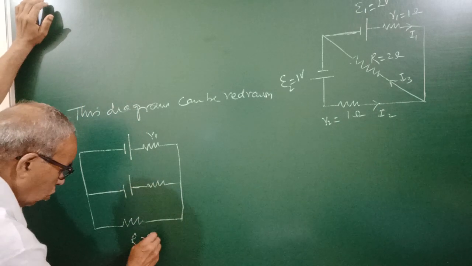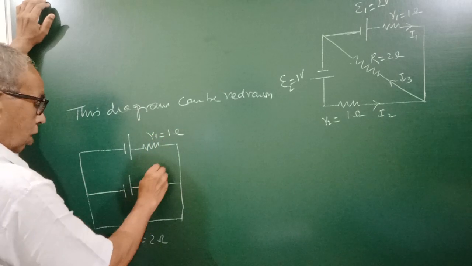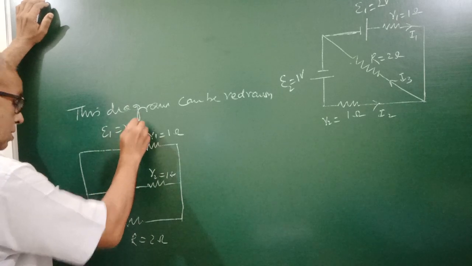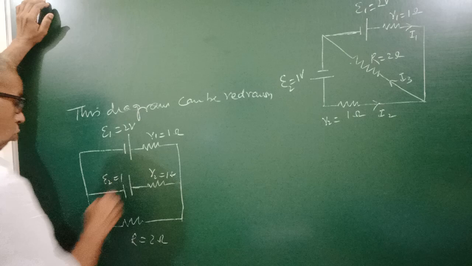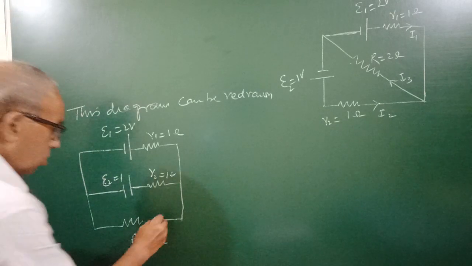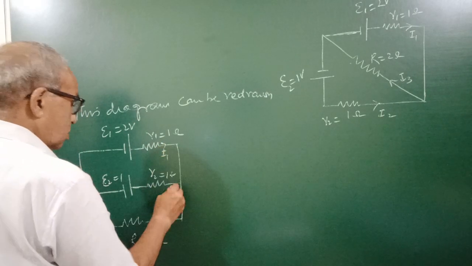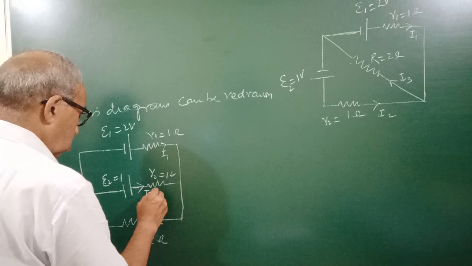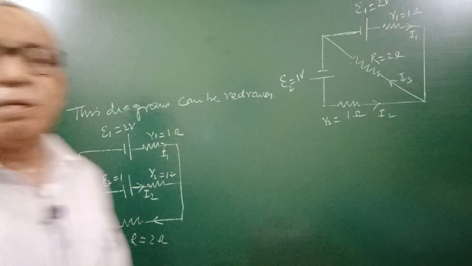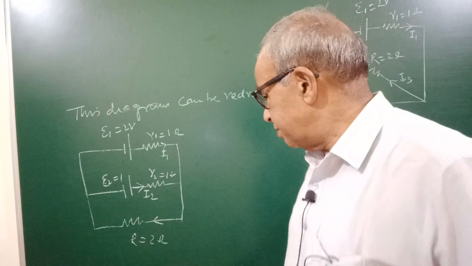This is R equal to 2 ohm. This is R1, 1 ohm. This is R2, 1 ohm. E1 is 2 volt. E2 is 1 volt. Find I1, I2, I3. So there is a simple way to solve this problem, to find I1, I2, I3.